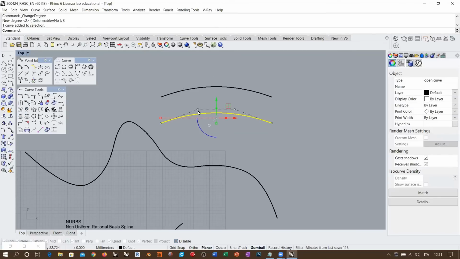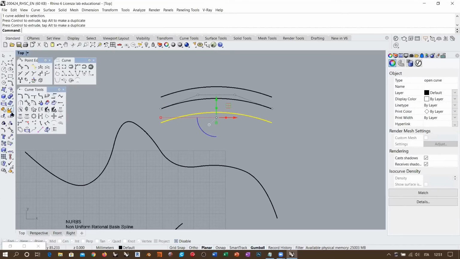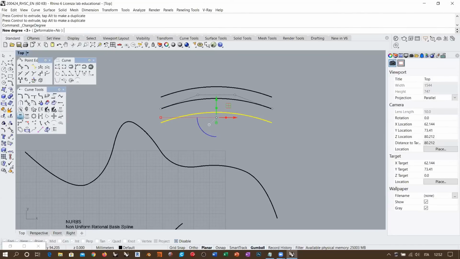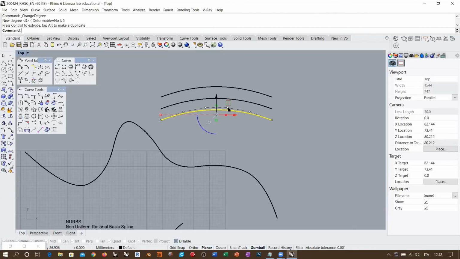Now I have one single span with 4 control points, right? If I do this and change the degree of this to 5, now I have one single span with six control points, right? So changing the degree means only changing the degree of the curve. It doesn't affect the knot vector.